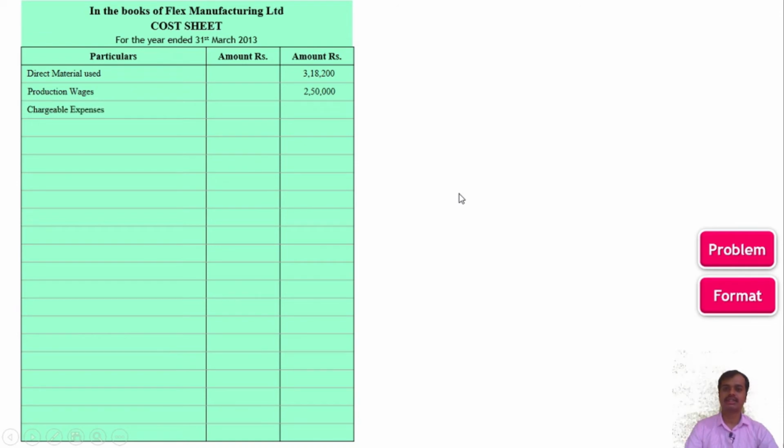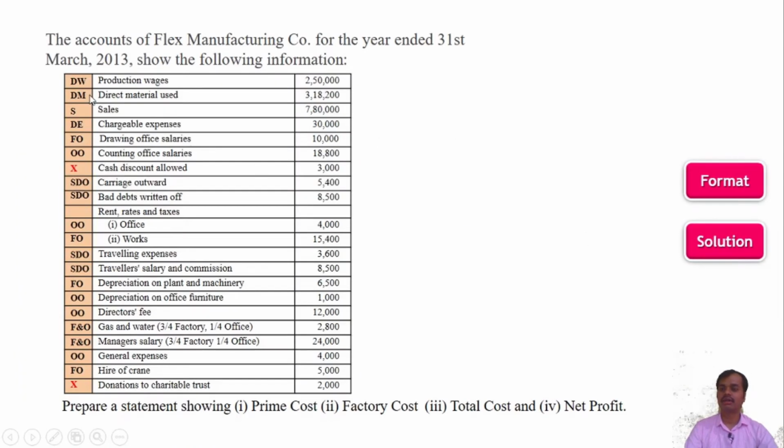Chargeable expenses 30,000. After these direct expenses we have to make the total, then we will get prime cost. We have to total it here, and the total is 5,98,200. This is our prime cost. As per the format, after the prime cost we have to add factory overheads. We will go again to the problem and see all the items which are noted as factory overheads. From this problem we will find out all the factory overheads related items.